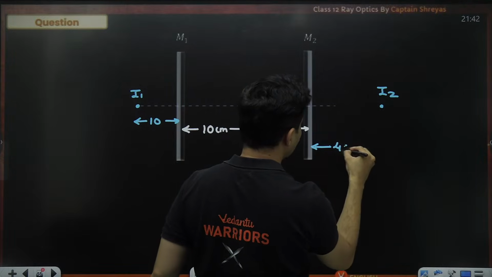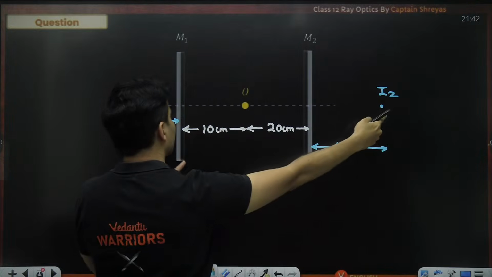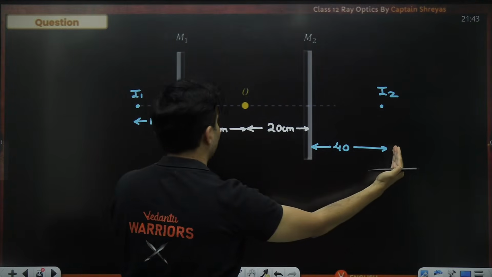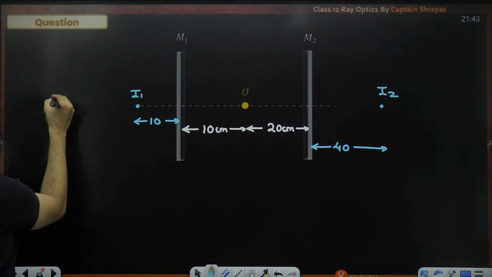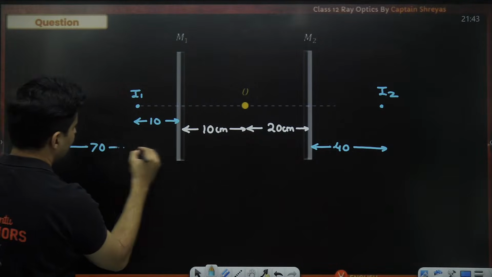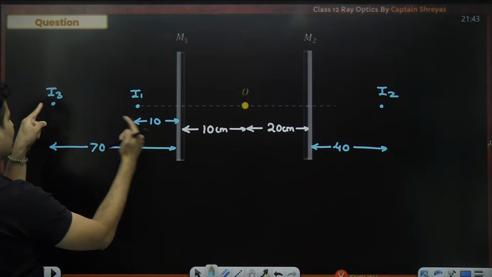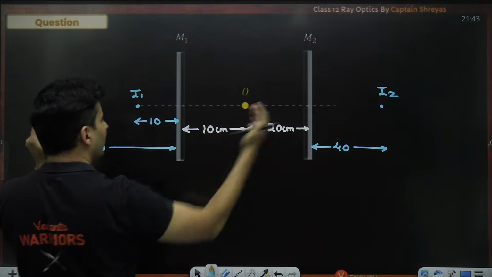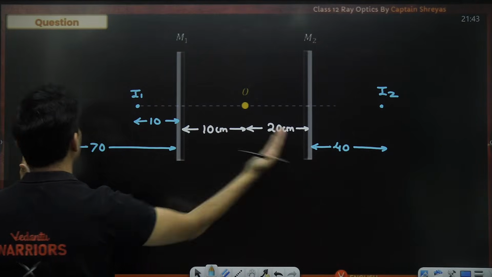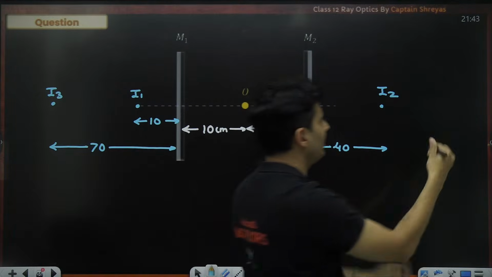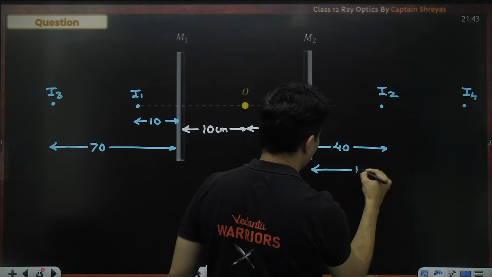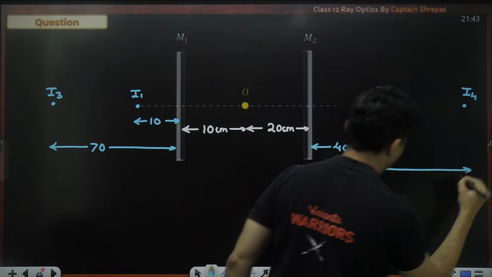This will be 40 centimeters behind. This will be the object for this mirror. So 30 plus 40 is 70, so 70 centimeters behind. This will be I3 at a distance of 70 here. This will be the object for this mirror. 70 plus 10, 80, 80 plus 20, 100. So 100 centimeters in front, so 100 centimeters behind. So this will be I4 at a distance of 100 behind, like this.